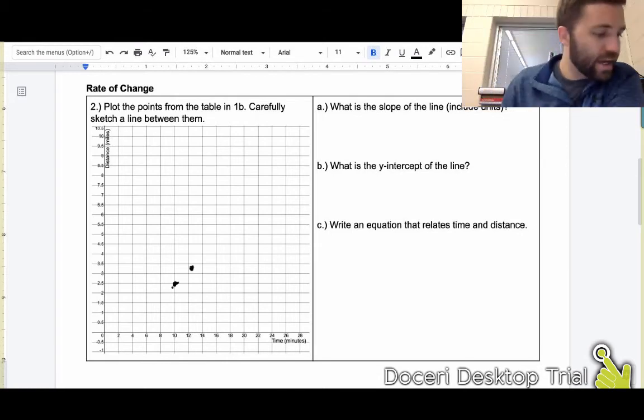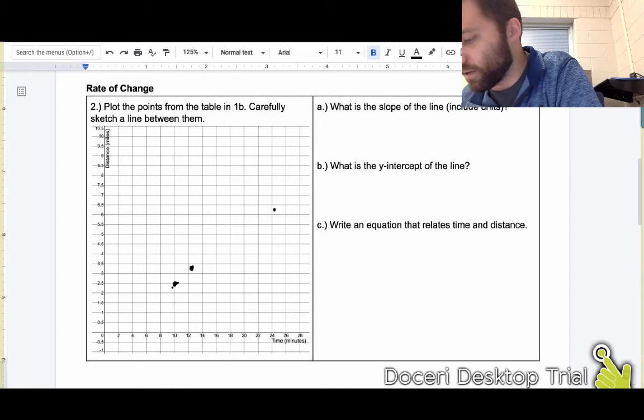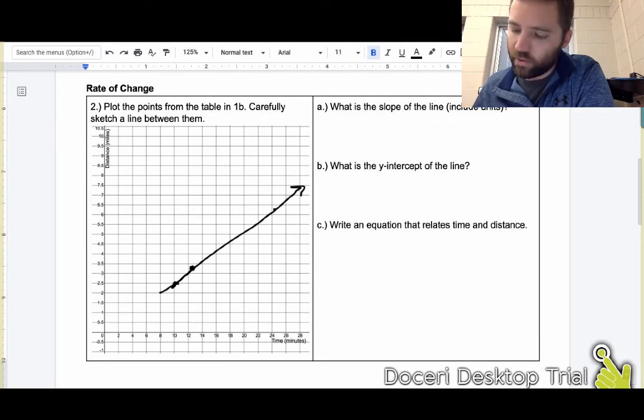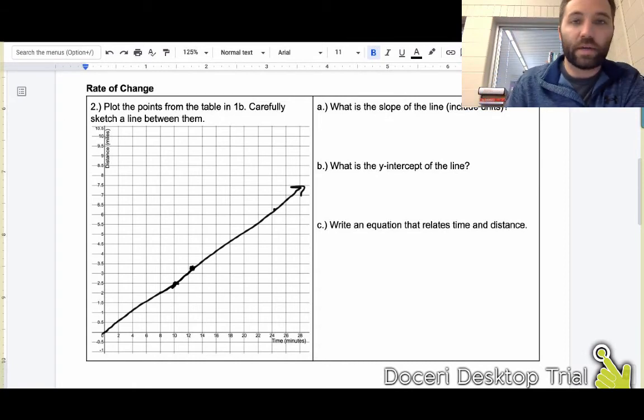And then we can also put 24.8 and 6.2 on there. So 24.8 and 6.2 would be right here about. And if you do it right, I didn't, not quite right, sorry, but you should get a line like this. And it should also go through 0, 0, because at time 0, you should be at 0 distance. Okay, so there is your line.